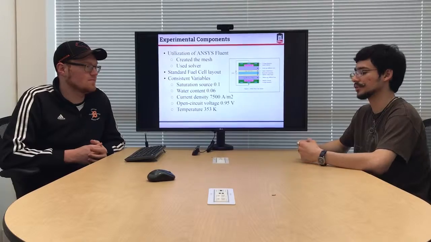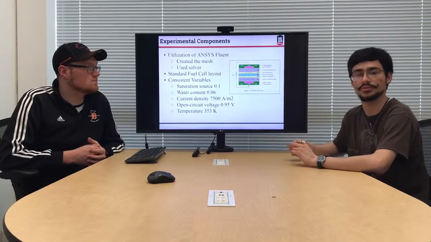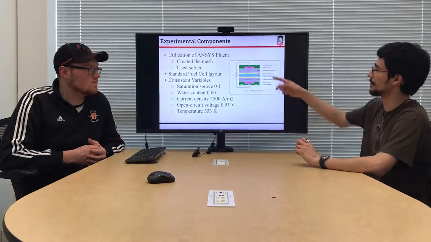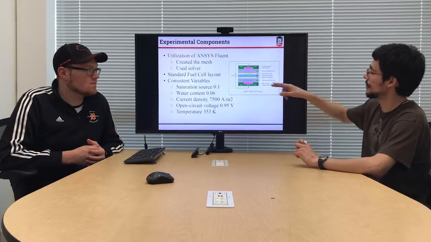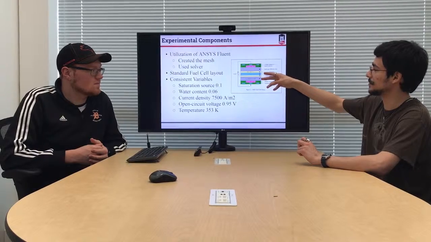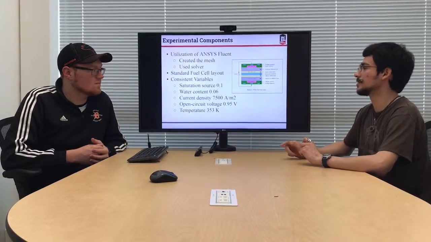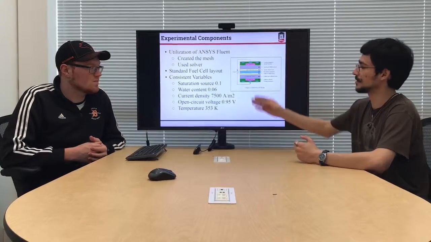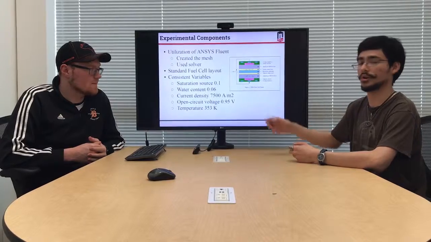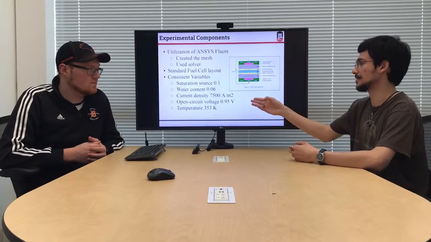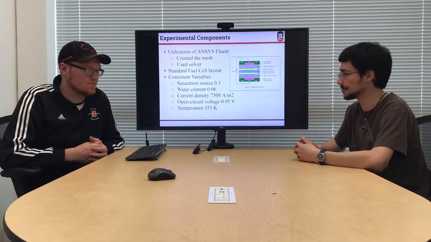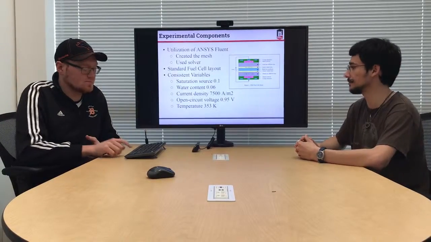So in ANSYS Fluent, we made the mesh and we imported it into ANSYS Fluent to do the simulation. Right here, you can see the standard layout that we use for the fuel cells. We have the two gas channels on the top and bottom. We have the cathode gas diffusion layer as well as the anode gas diffusion layer. We have the two catalyst layers and the electrolyte membrane in the middle. Just like we did in homework 6, we kept these variables consistent with our simulation. We have the saturation source as 0.1, the water content as 0.06, current density as 7,500 amps per meter squared, the open circuit voltage at 0.95 volts, and the temperature at 353 Kelvin.